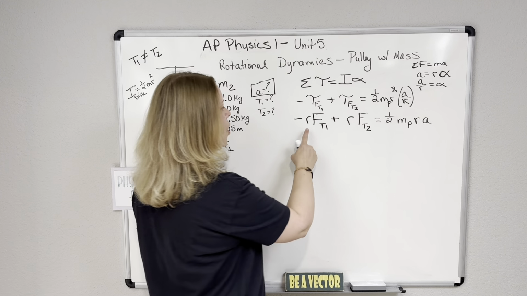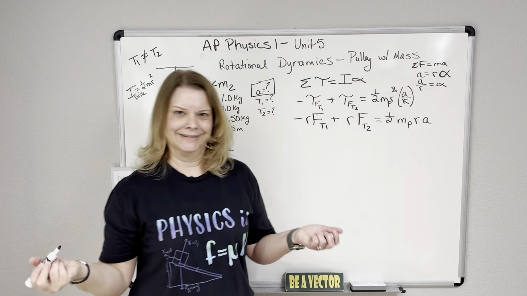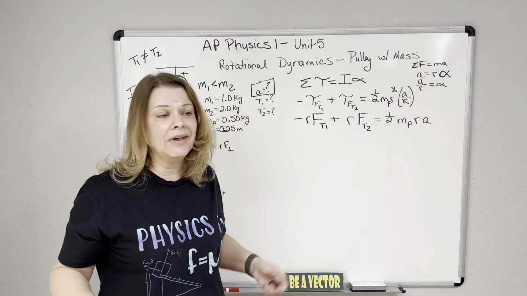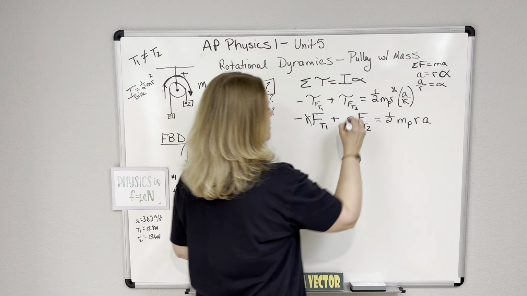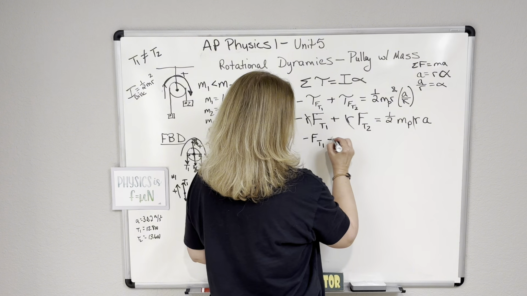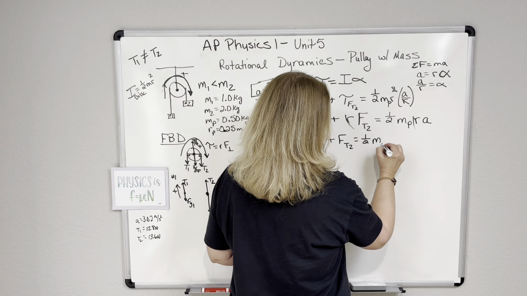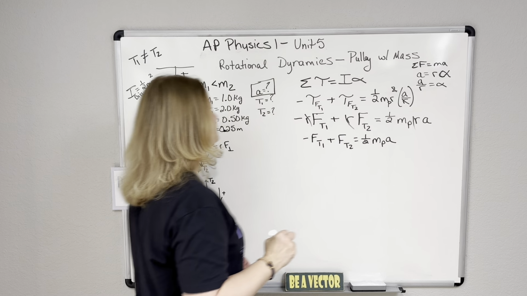Now I look and go, oh wait, everybody brought R to the party. Yay, get up, do your dance while you're marking out your R's. And we have a negative force of tension 1 plus a force of tension 2 equals 1/2 the mass of the pulley times acceleration.